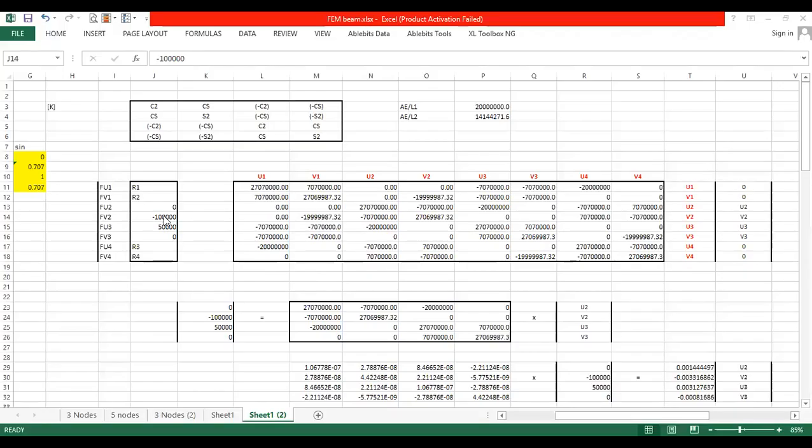So okay, I'll just consider it's 100 kilonewtons and 50, yeah, 10 kilonewtons. Okay, 10 kilonewtons and 5 kilonewtons. So that means 5,000 newtons and 10,000 newtons, right? And from the third node, you don't have any. Show that.